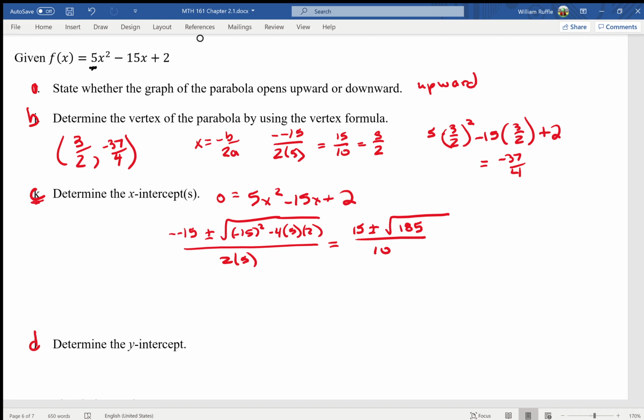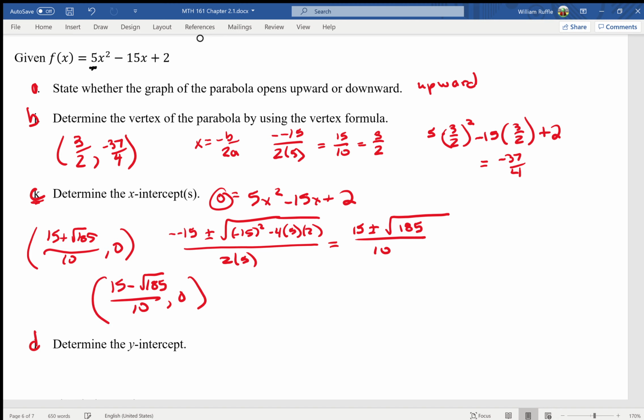Now, is there a perfect square that goes into 185 so I can simplify this at all? 185 does not have a perfect square, so that is my answer. I can't go any further. So what I have to do is put these in as coordinates. And these are the x values. Remember, we let y equal 0. So my first point is going to be 15 plus the square root of 185 over 10, comma 0. Then my other point is going to be 15 minus the square root of 185 over 10, comma 0. And then you would just need to put a comma in between your two answers.